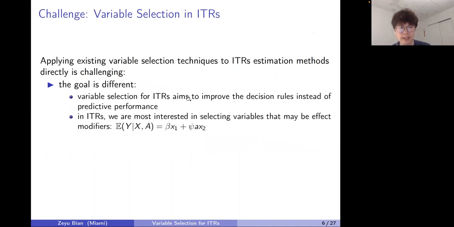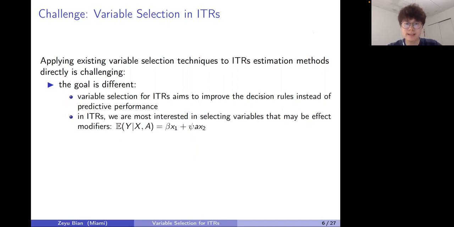So we noted here that applying existing variable selection techniques to ITRs directly is challenging. First, because the aim is different, because variable selection for ITRs aims to improve the decision rules rather than the predictive performance, which is a goal in the traditional statistics literature. And also in ITRs, we are most interested in selecting variables that may be effect modifiers.